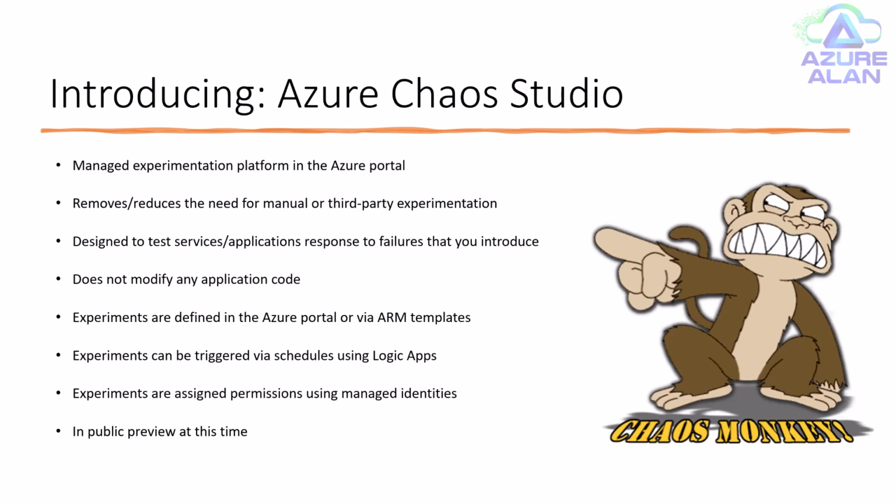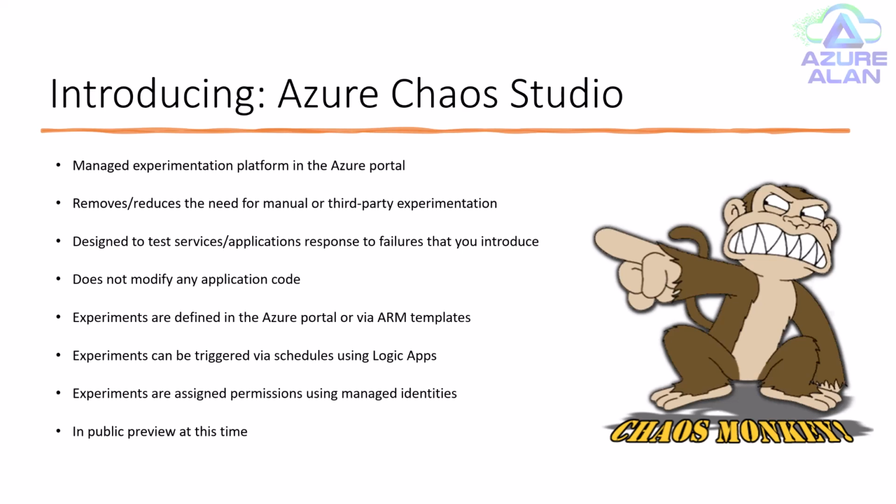The actual experiments for Azure Chaos Studio are defined either directly in the Azure portal, or you can define them as ARM templates and deploy them that way. You can also trigger these experiments by using logic apps. So yes, you can trigger them manually in the Azure portal, but if you want them to be triggered by an event or by a schedule, you can use a logic app to initiate the experiment as well.